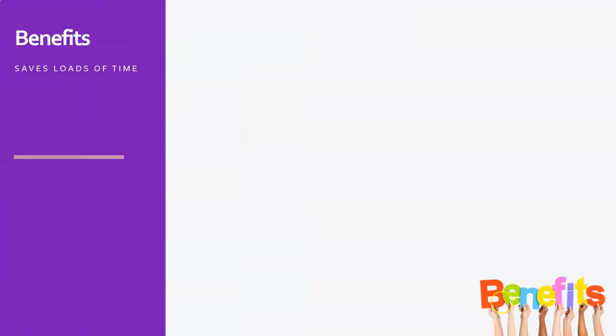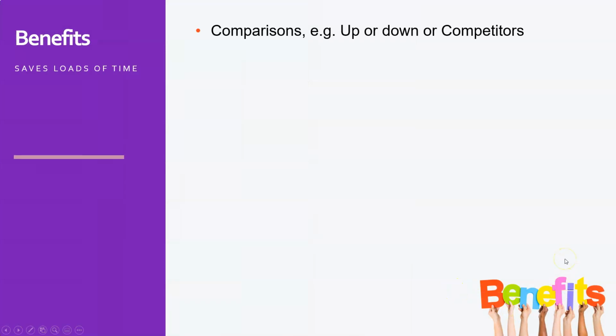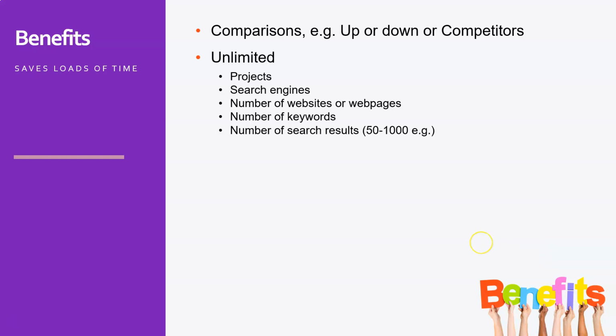So talking about the benefits. What you can do with Rank Tracker is it will show you comparisons. So for example, if your keyword went up or down and by how much, and what it's doing compared to your competitors. It's all unlimited. So if you pay for example, Rank Tracker yearly, then it doesn't matter how many projects you have. And with projects, I mean, for example, clients, how many search engines you use, the number of websites or web pages, the number of keywords, the number of search results is all unlimited.